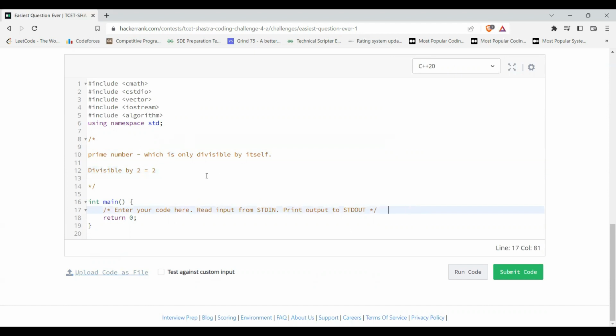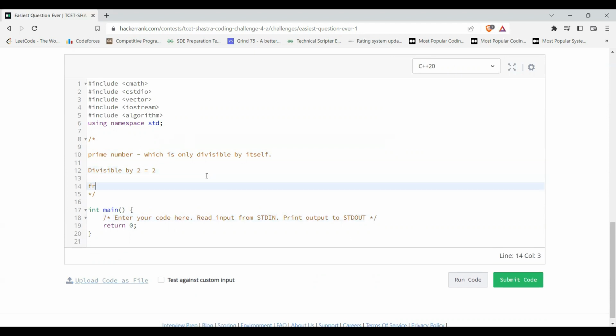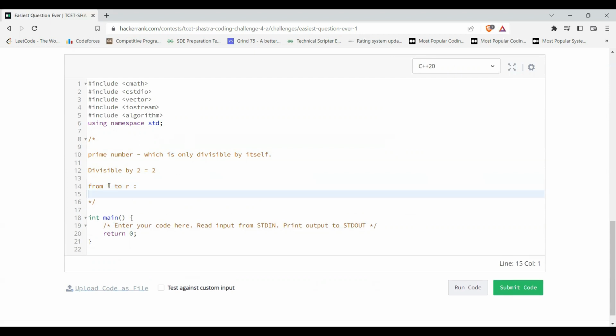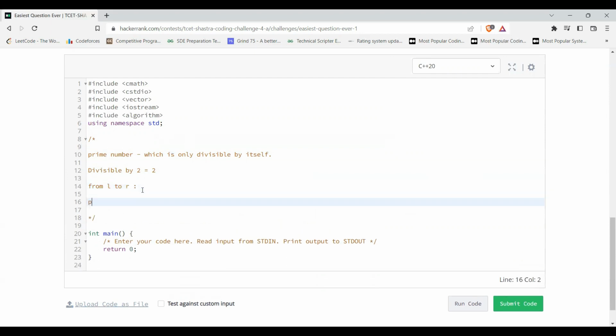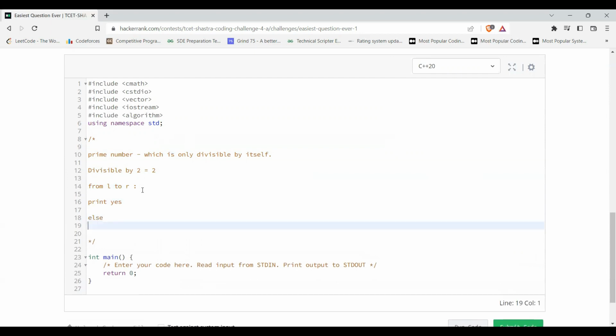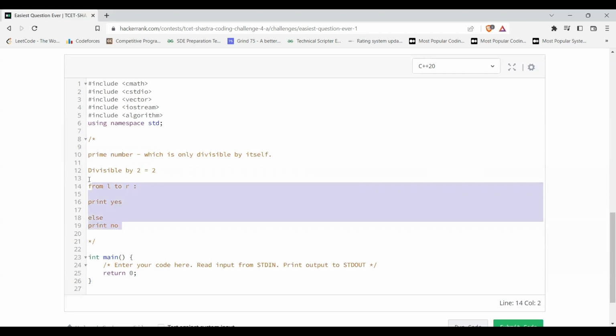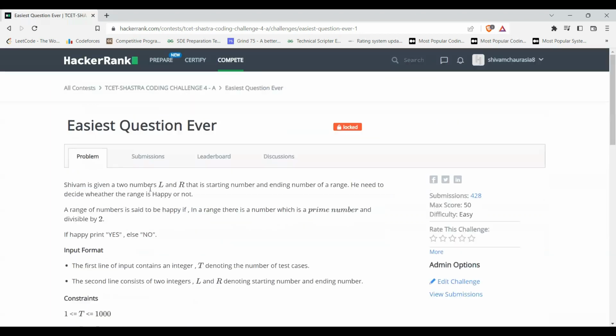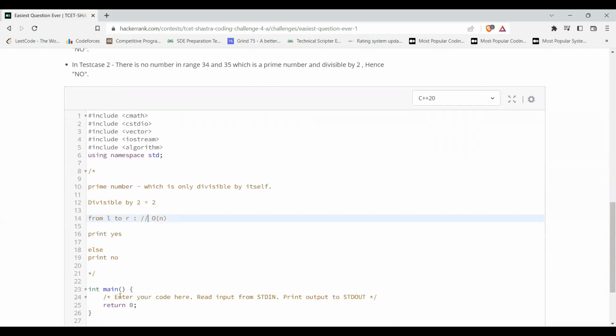So one thing we can do is, from L to R, we'll run a for loop, and if in this range there is 2, we'll print yes, or else we'll print no. This is one algorithm which will take O of n. Okay. But what if I say that we can solve this question in O of 1?